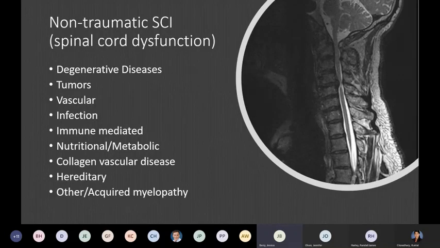So this is an outline of the different types of non-traumatic spinal cord injury or spinal cord dysfunction, as you may hear it called, that we're going to review. I generally have this ordered into more common processes, filtering down to less common. So we'll spend a little more time on these initial categories and a little bit less moving forward.